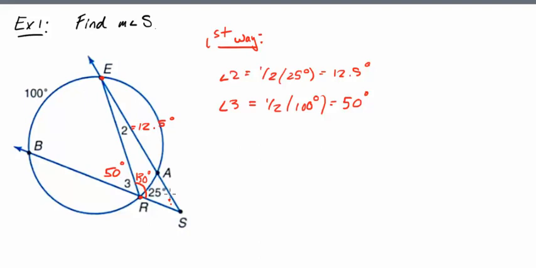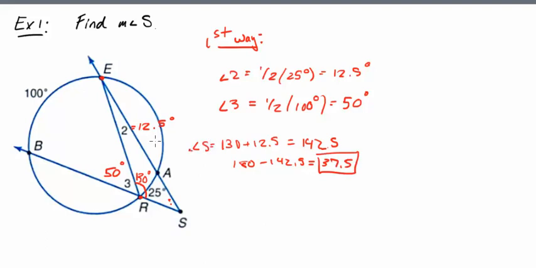So now you have a triangle right here where we have triangle RSE, okay? And one of the angles in that triangle is 130 degrees. One of them is 12.5 degrees. Angle S is the unknown angle. So we're just going to add up 130 and 12.5. We get 142.5. And then we're going to subtract that from 180. And we get, what is this, 37.5. So that's our angle S. Okay, so that's one way of going about doing this.